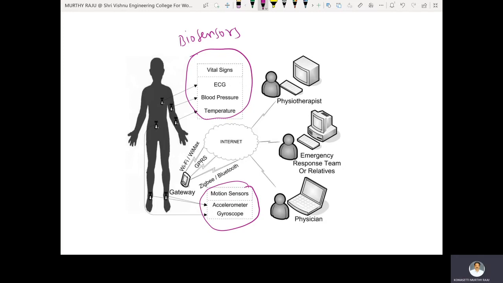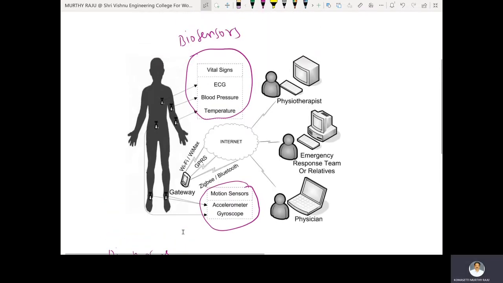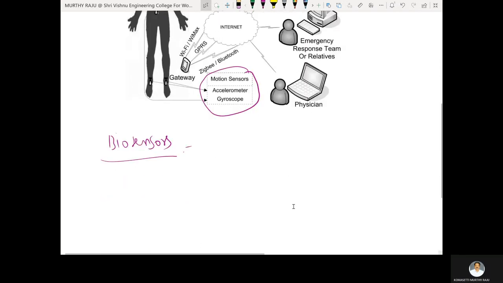What are the functions of biosensors? Biosensors are used for monitoring the heart rate of the patient, oxygen level in the blood, blood pressure, rate of respiration and body temperature. These are the biosensors for the monitoring.